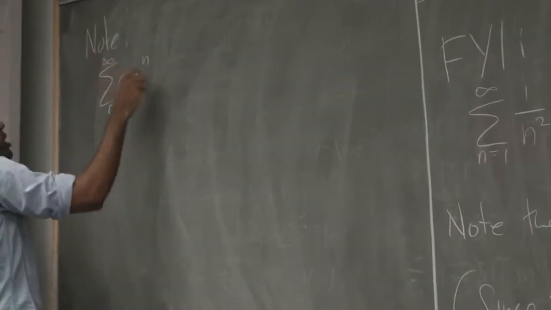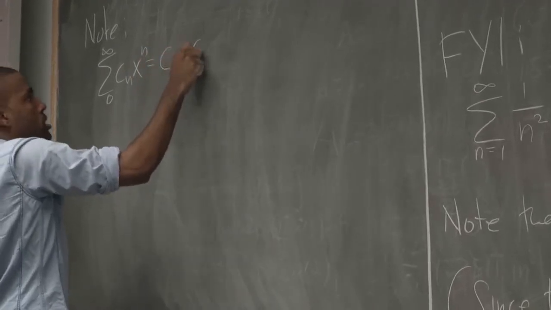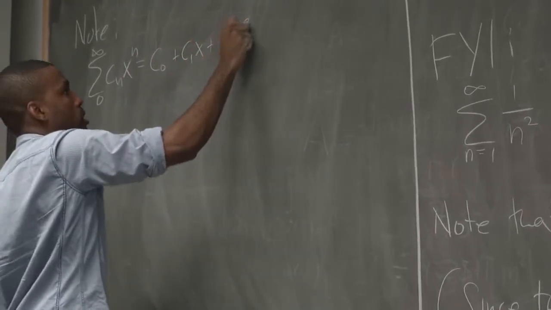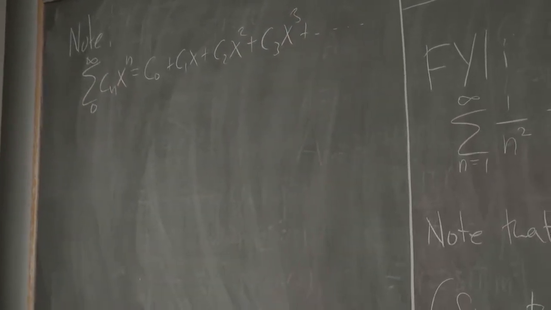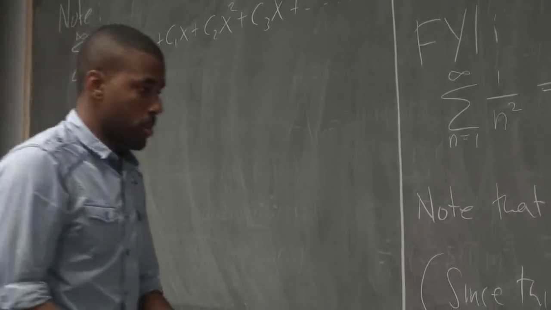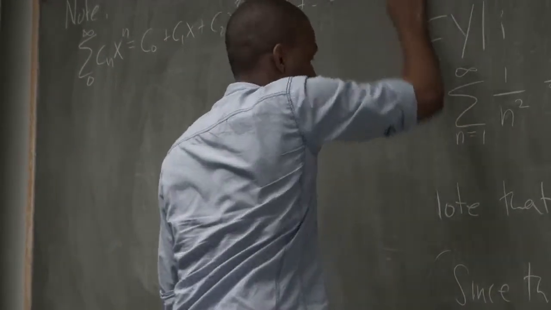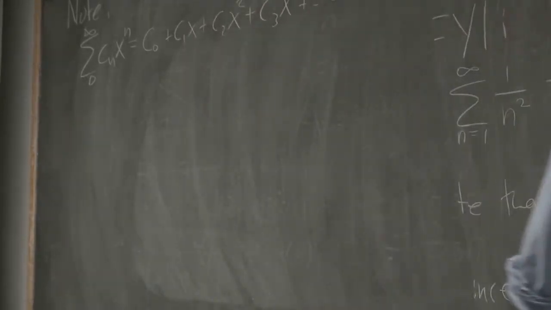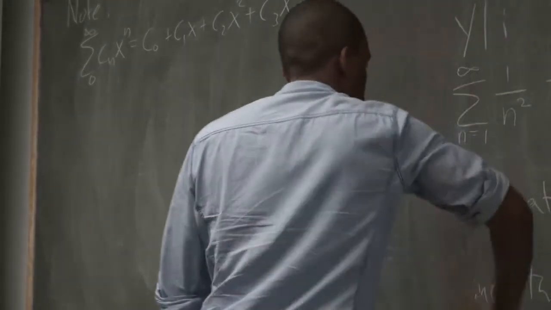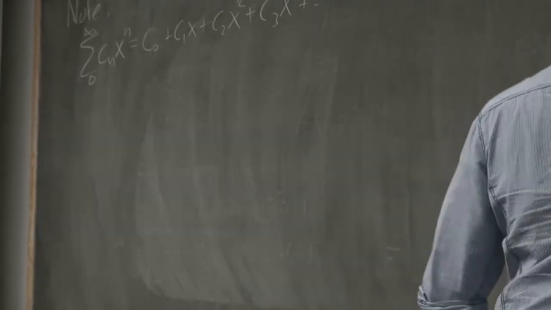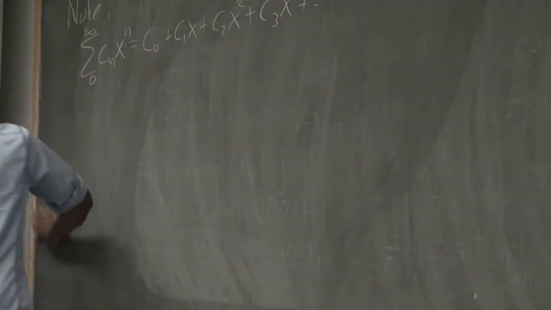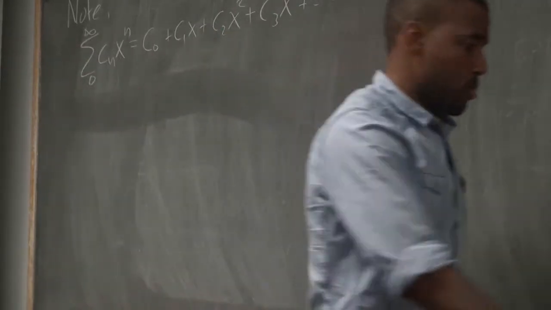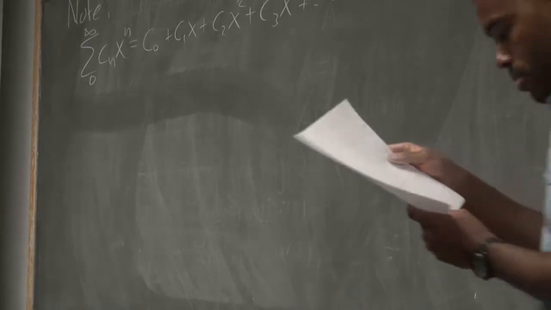Look at something like the sum of c_n x to the n from 0 to infinity. This looks like c0 plus c1 x plus c2 x squared plus c3 x cubed. Right? Just looks like a polynomial, which, as you know from calculus, are really nice functions to deal with. Continuous everywhere, differentiable everywhere, integrable everywhere. Very nice functions to deal with. So now we're going to try to deal with them when they are actually infinite in length.